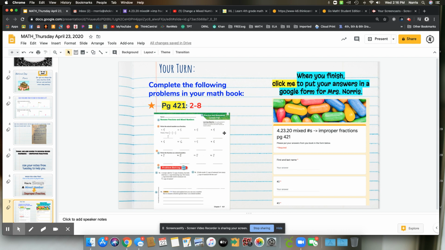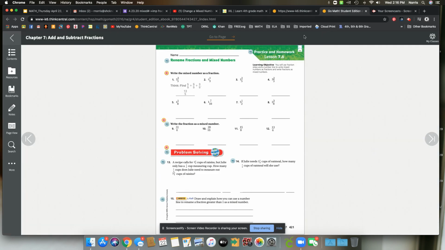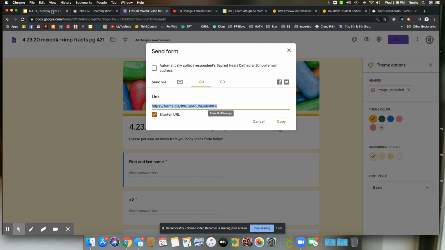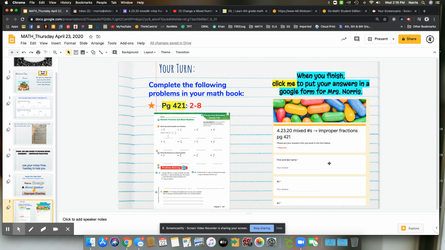It is in your book. It's going to be the homework page, but I'm only going to have you do mixed number to improper fraction because that's all that I've taught you. So it is actually 2 through 8. Okay. And again, all of these fractions are in simplest form. So you do not need to simplify anything. Just follow your steps. Okay. And then where are we? That was your form. You can click this right here to put your answers in your Google form for me.